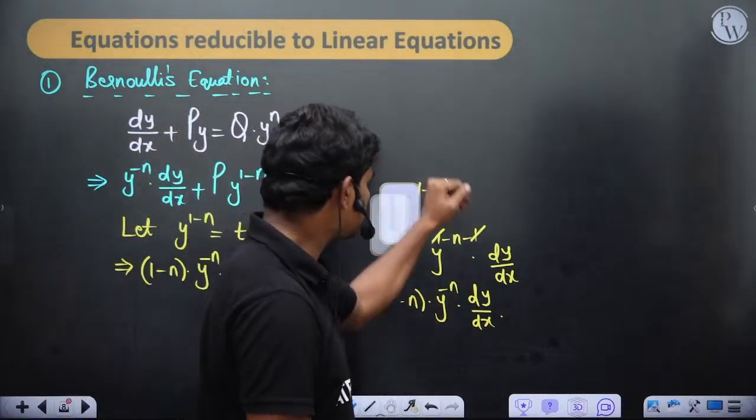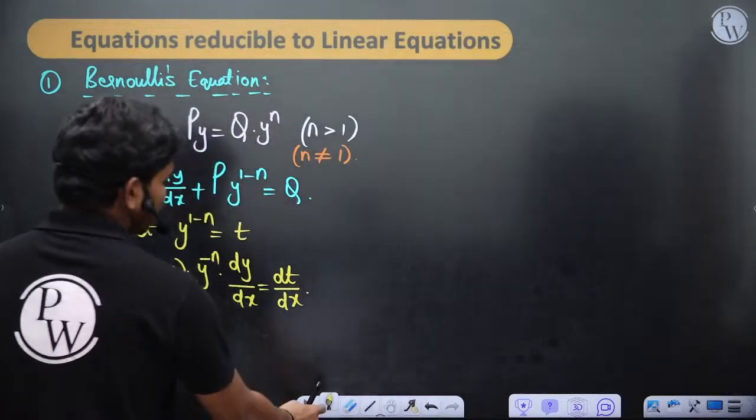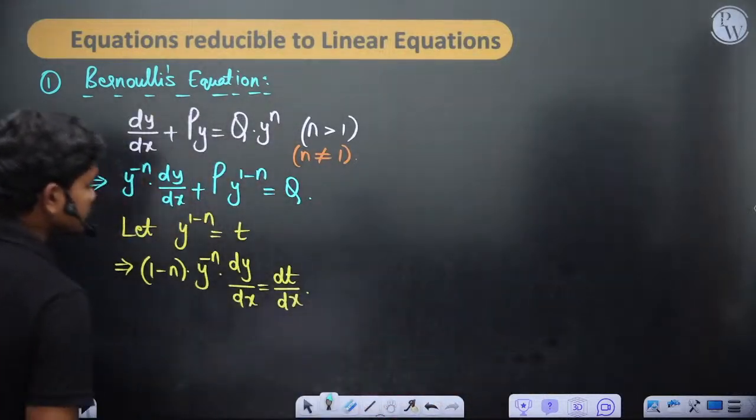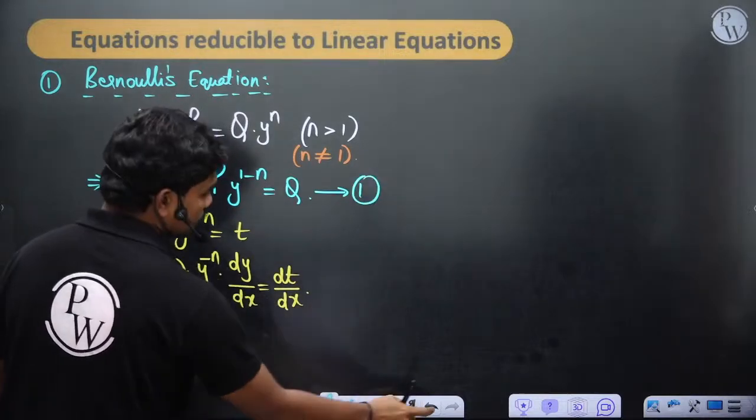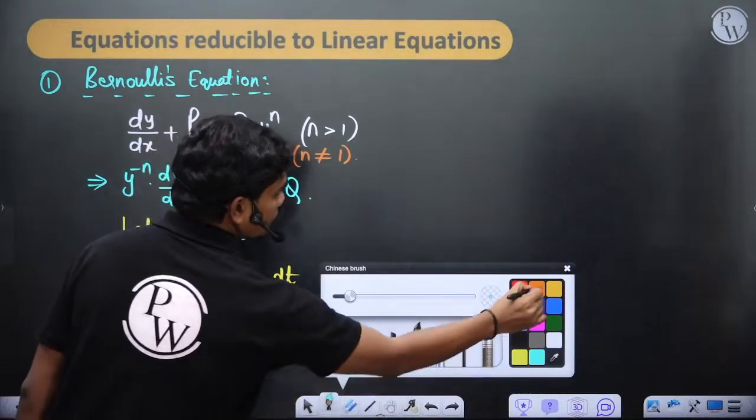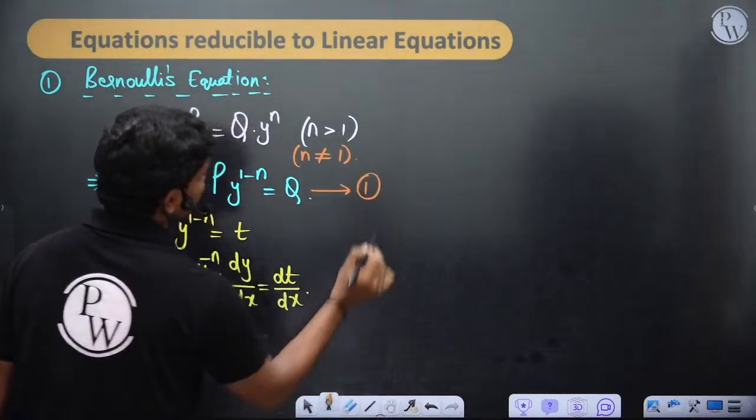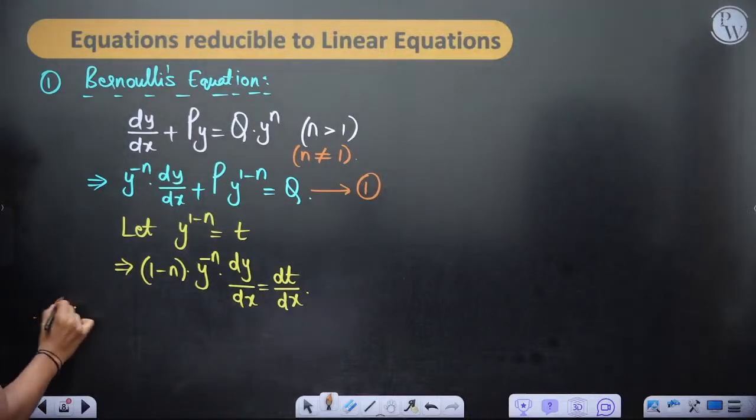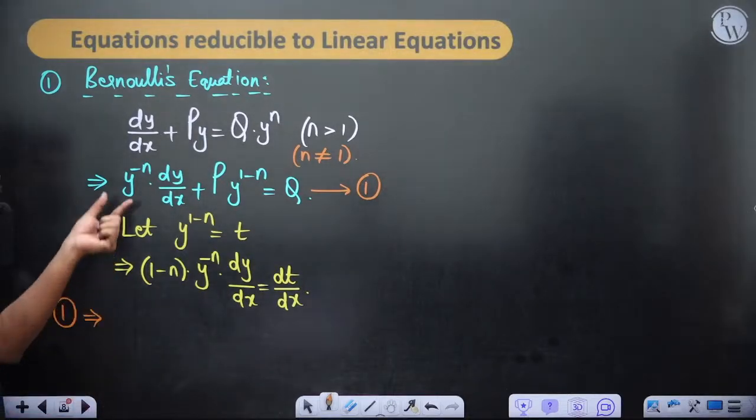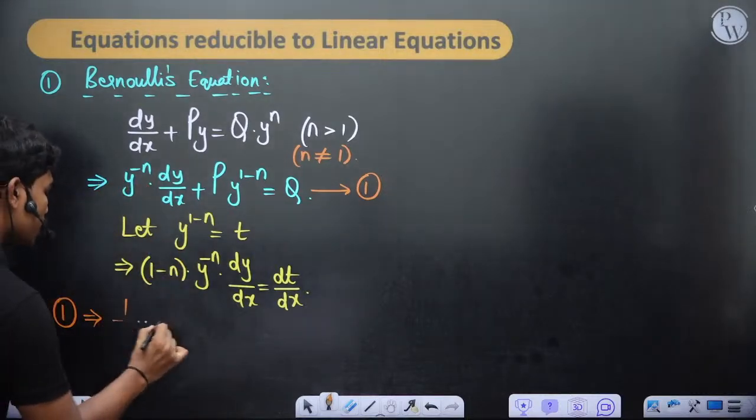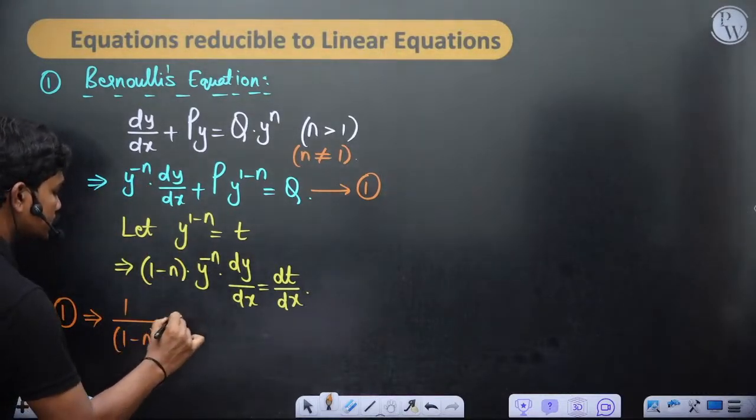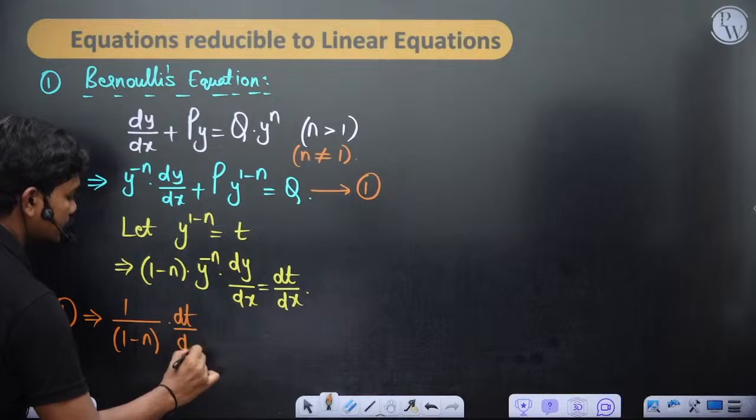Then let's see if this is dt by dx. So ultimately, if you call this equation 1, maybe I'll use a different color. So this is equation 1. Therefore, equation 1 implies y power minus n into dy by dx can be written as 1 by 1 minus n times dt by dx.